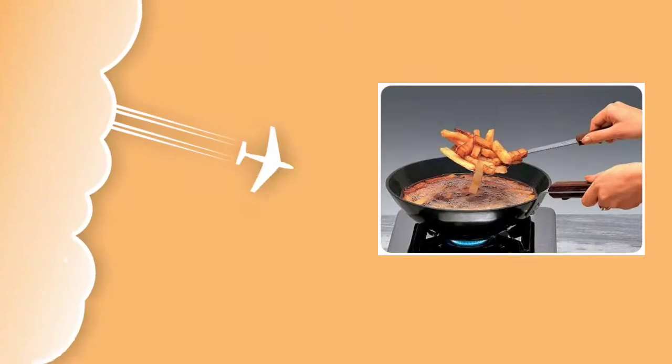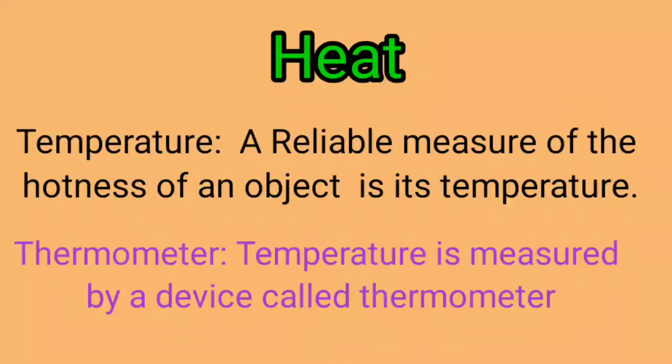So, heat is defined as temperature. A reliable measure of the hotness of an object is its temperature. It is used to find out the hotness of a substance or person in an accurate way. The instrument used to measure temperature is the thermometer. Temperature is measured by a device called a thermometer.